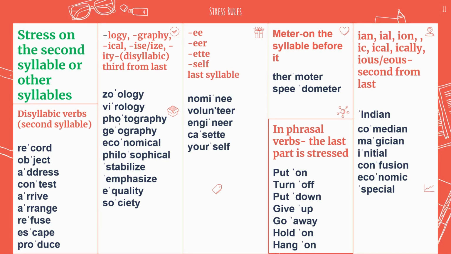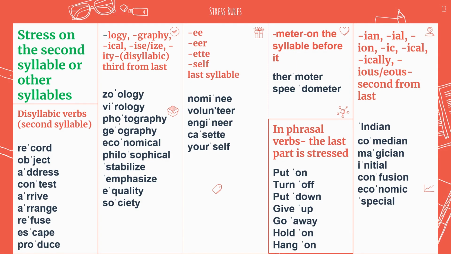Let's concern ourselves with some more stress rules where the emphasis will be laid either on the second syllable or the other syllables. The first rule is about disyllabic verbs. If a word is disyllabic, but it is a verb, then the second syllable of such a disyllabic verb will be stressed. The examples are record, object, address, contest, arrive, arrange, refuse, escape, and finally produce.